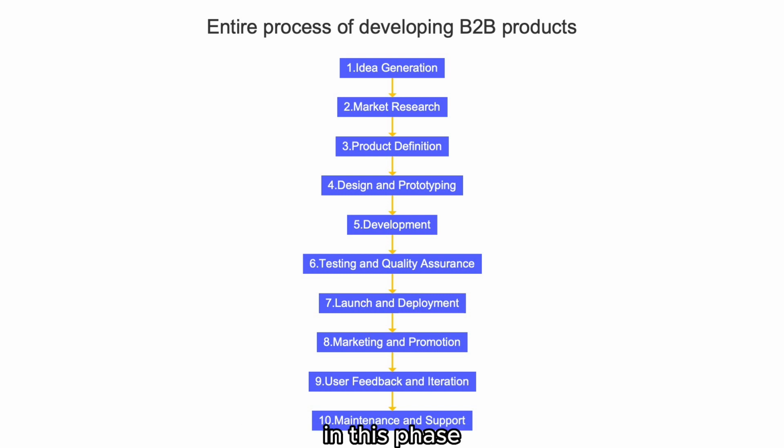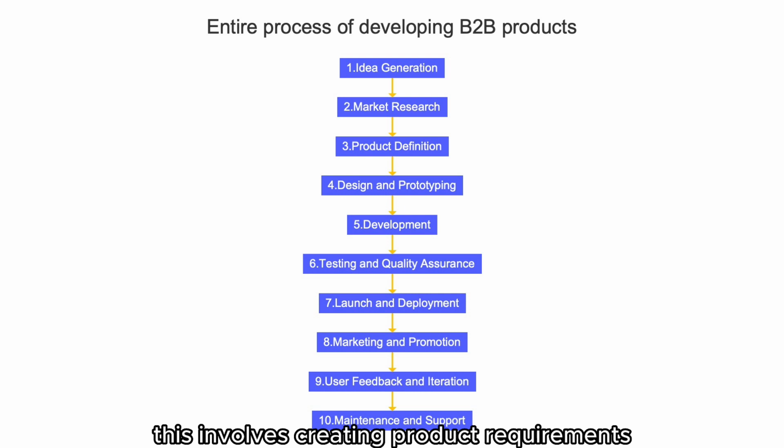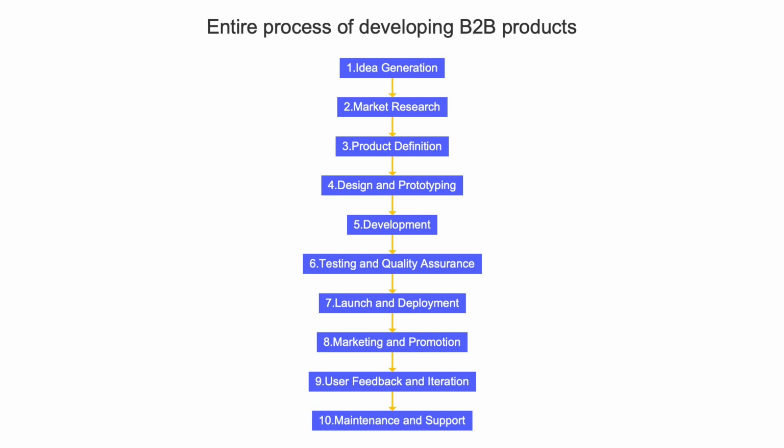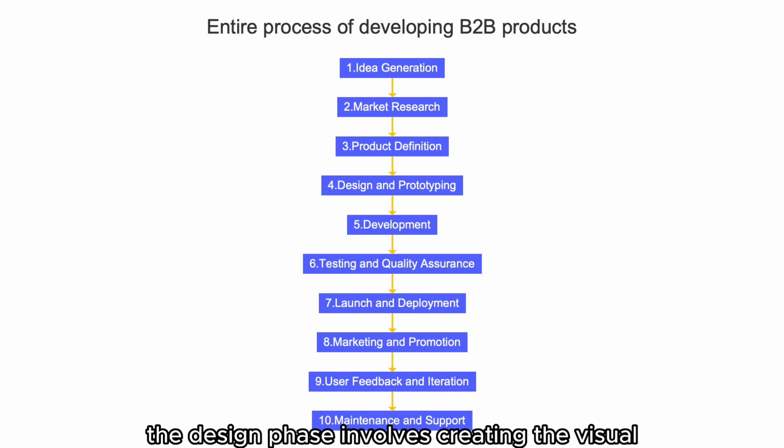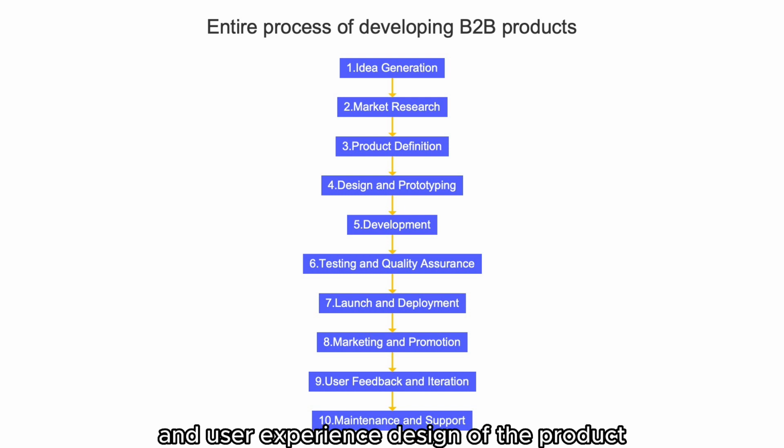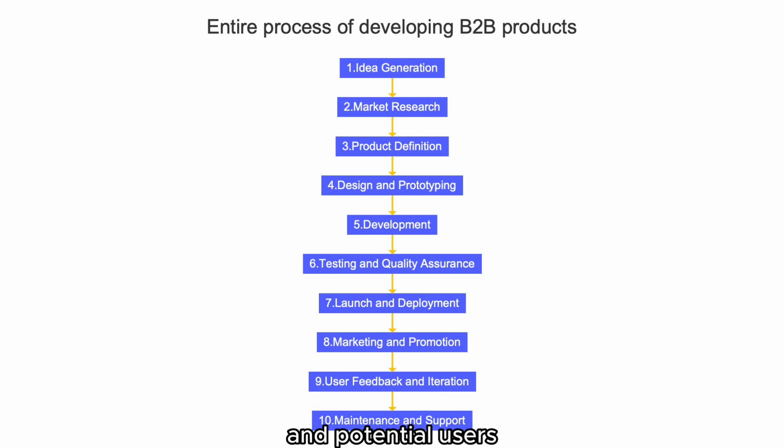Product definition. In this phase, the product concept is defined, including its features, functionalities, and target audience. This involves creating product requirements documents and user personas. Design and prototyping. The design phase involves creating the visual and user experience design of the product. Prototypes are developed to test and validate the design and gather feedback from stakeholders and potential users.